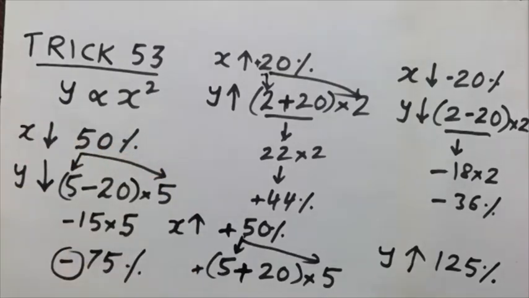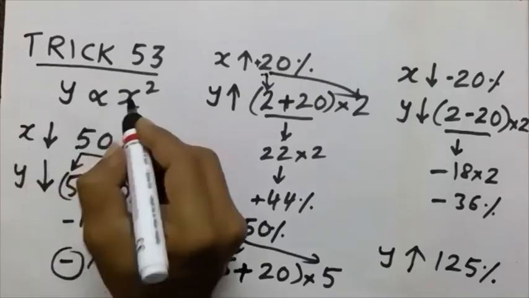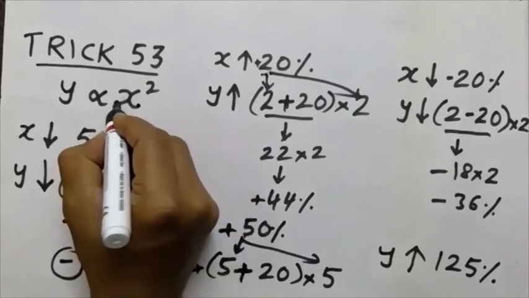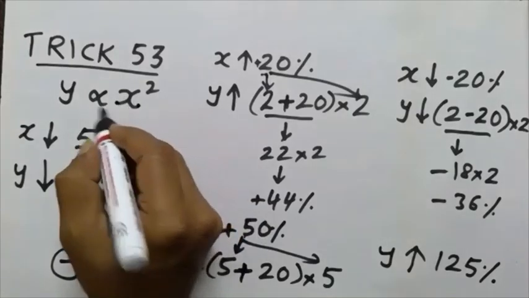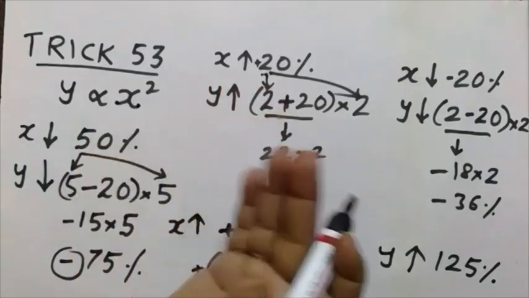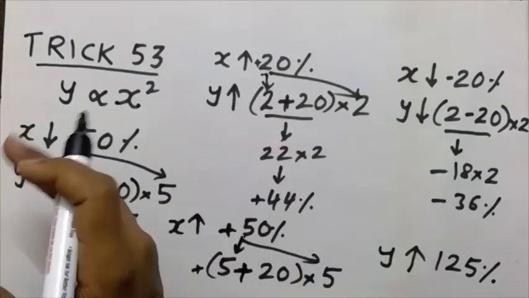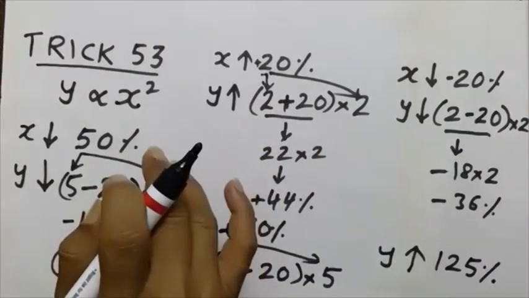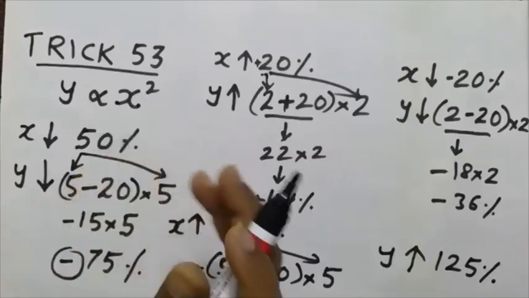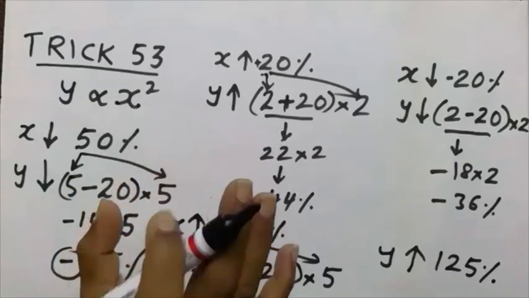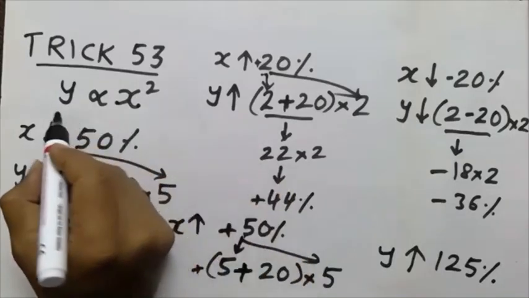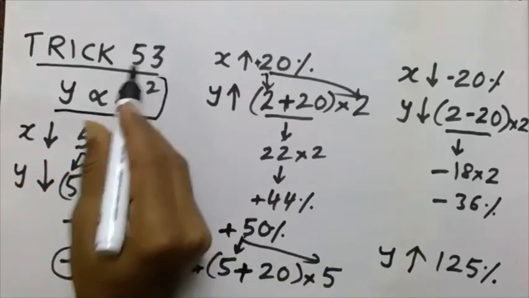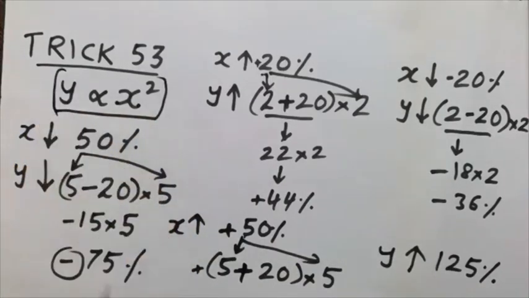You will have such relations, y is proportional to x square, in many places, and most of the time, even in the exam, you may sometimes get: if one parameter increases by a certain percent, what will be the decrement or increment in the other parameter? So we developed tricks 51, 52, 53 only for this kind of relation. We'll see a few other tricks in the next video.